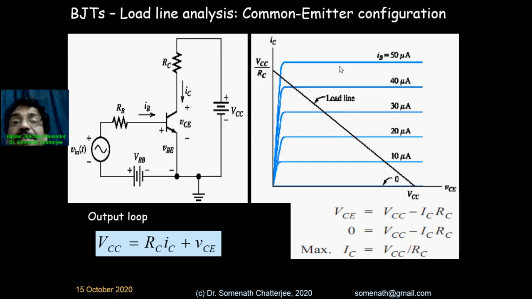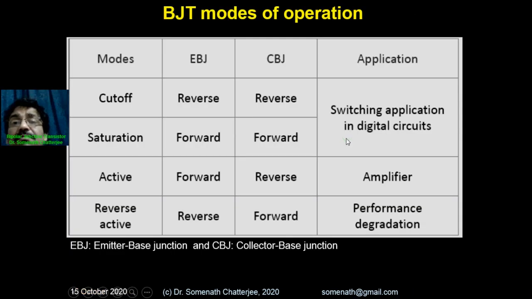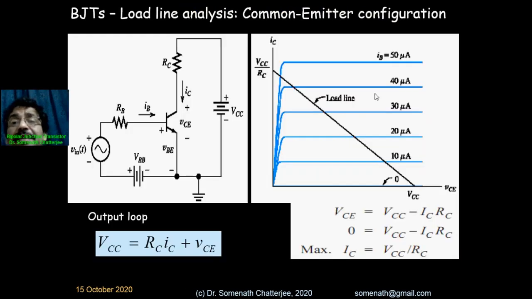So this line is basically called the load line. The load line will intersect in different points, and these points are called the Q point or the operating point that we will discuss. From there we can get the amplification that I will discuss in a later slide. Okay, so that is the analysis. I think it is very clear.